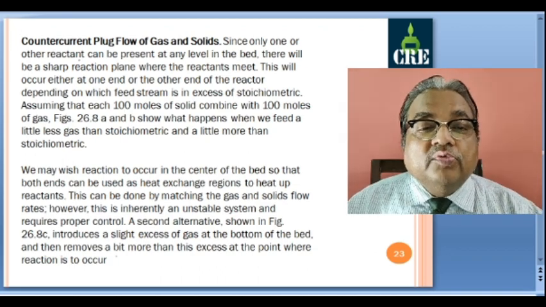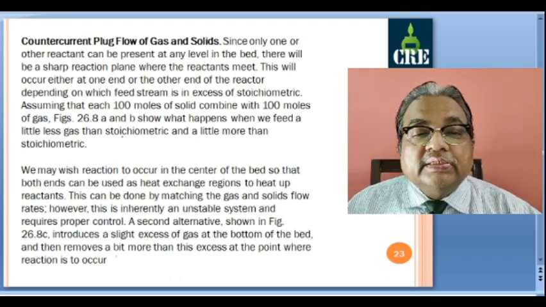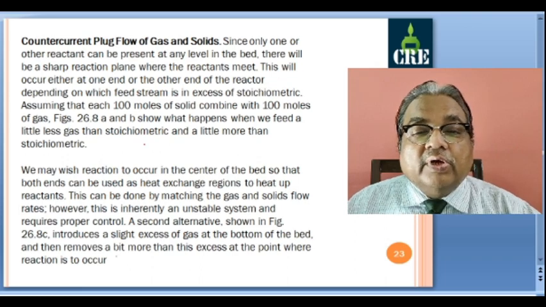Next example, we will see countercurrent plug flow of gas and solids. Since only one or the other reactant can be present at any level in the bed, there will be a sharp reaction plane where the reactants meet. So, reactants meet at the sharp reaction plane, and this will occur either at one end or the other end of the reactor, depending upon which feed stream is in excess.